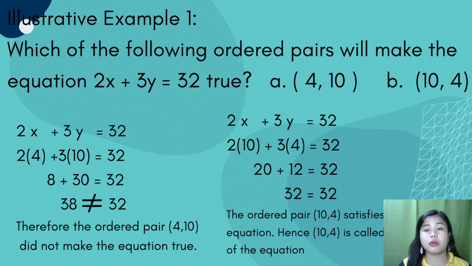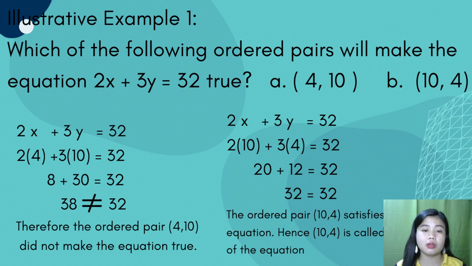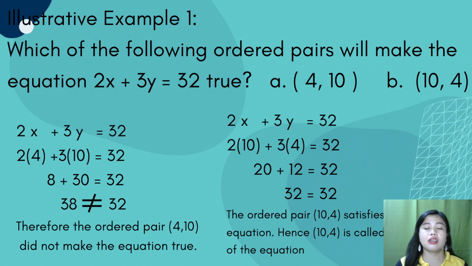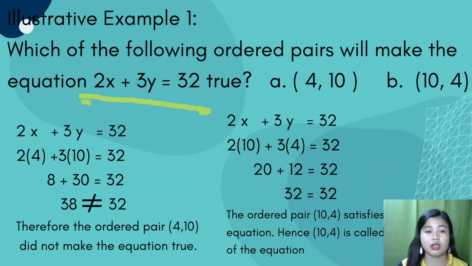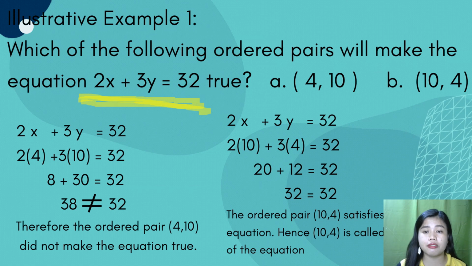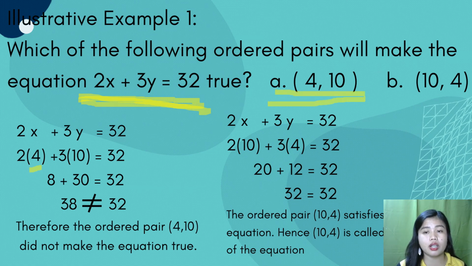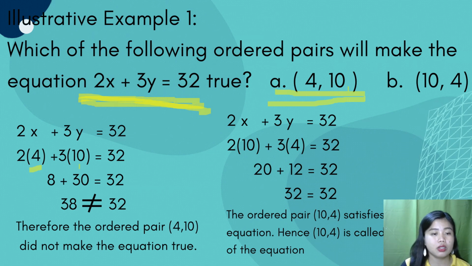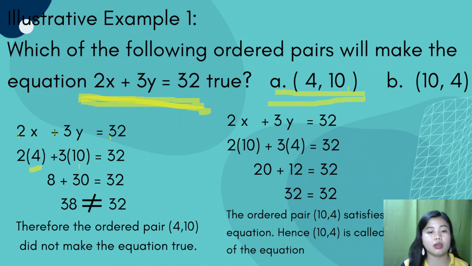We have here example number 1. Which of the following ordered pairs will make the equation 2x + 3y = 32 true? We're going to find which of the two can be a solution of this given equation. By substitution, let's try the first one, letter A. What is our x? 4. And our y is 10. So we're just going to substitute into our equation, 2x + 3y = 32.